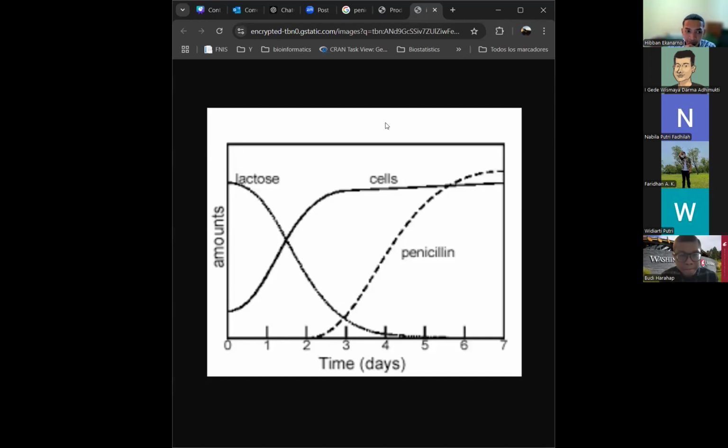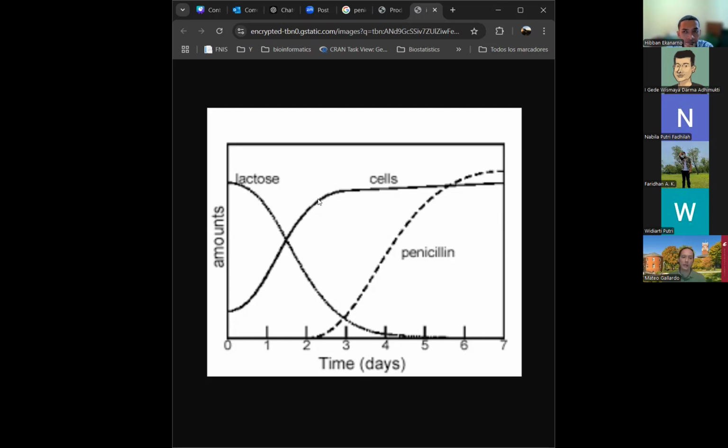So what I was saying here is that we have a lag phase, then an exponential phase, and then a stationary phase. This would be the way of starting a batch. But you can see that penicillin is not growing along with the exponential phase. It starts growing at the end of the exponential phase and the beginning of the stationary phase.